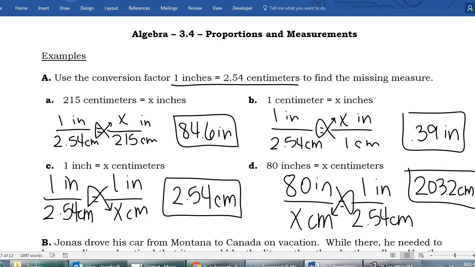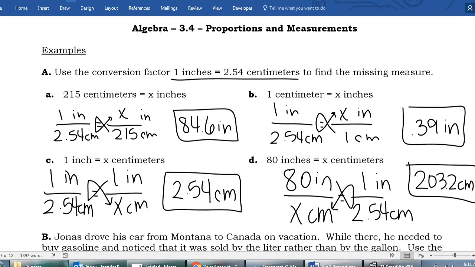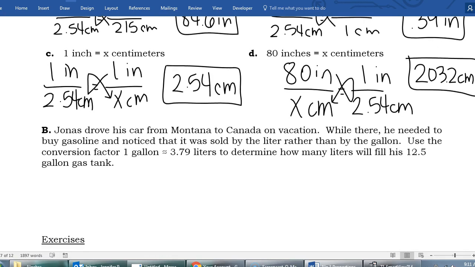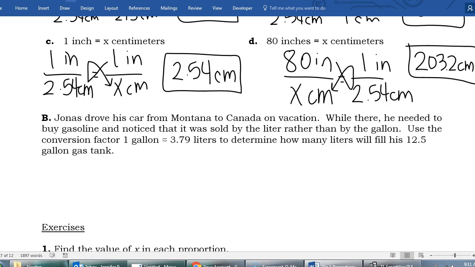Okay, a couple word problems. Let's scroll down. Letter B. Jonas drives his car from Montana to Canada on vacation. While there, he needed to buy gasoline and noticed that it was sold by the liter rather than the gallon. Use the conversion factor 1 gallon equals 3.79 liters to determine how many liters will fill his 12.5 gallon gas tank.